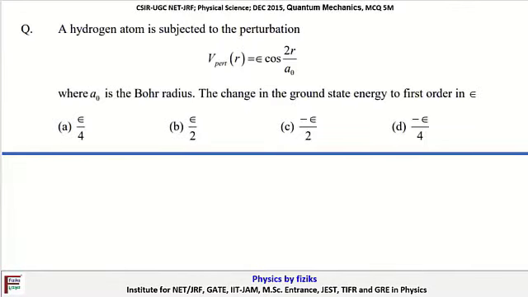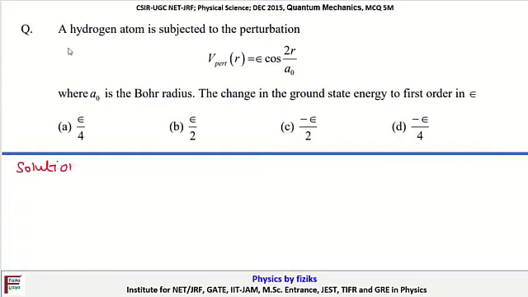This problem is related to perturbation. So in this problem, a hydrogen atom is subjected to the perturbation potential, where a0 is the Bohr radius. The change in ground state energy to the first order in epsilon is. So we have to determine the correct first order correction in the ground state energy.